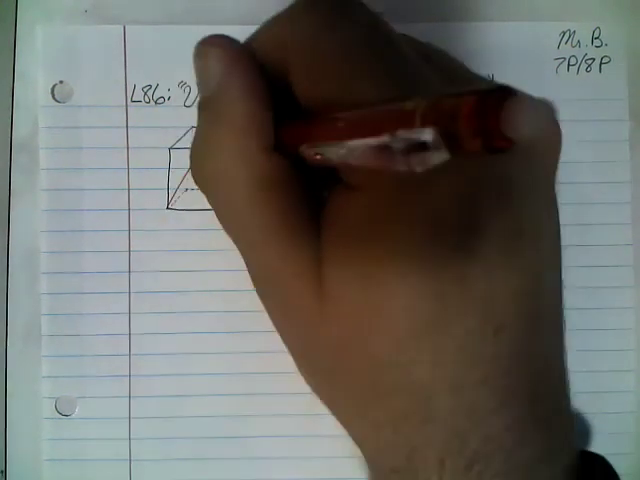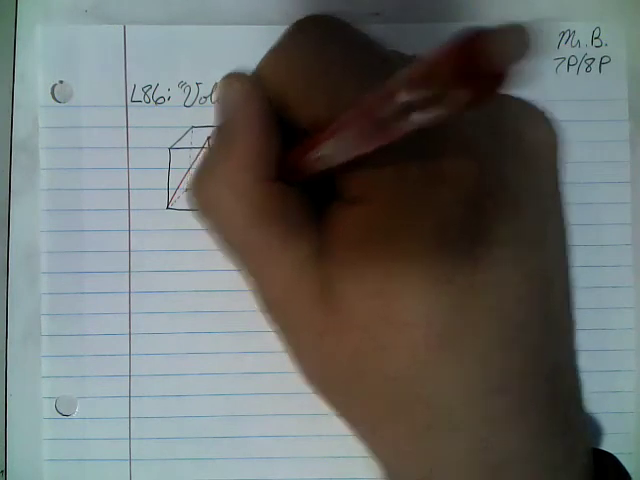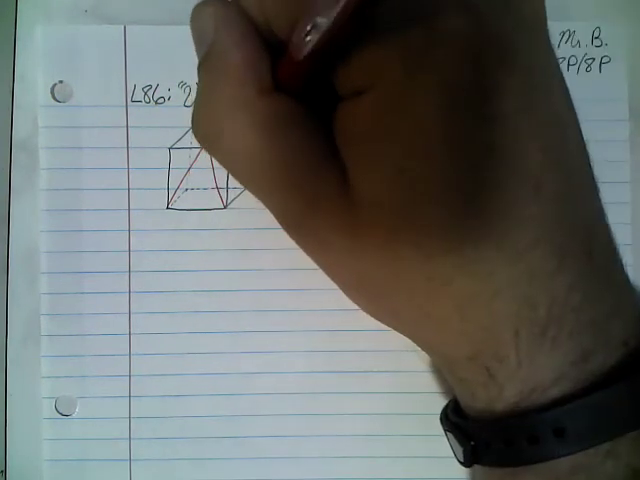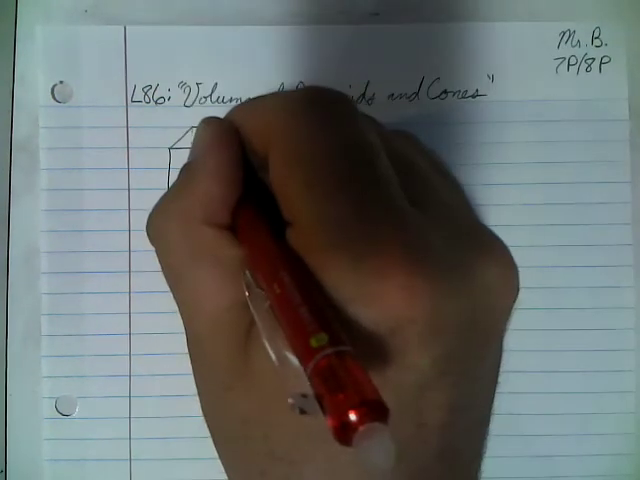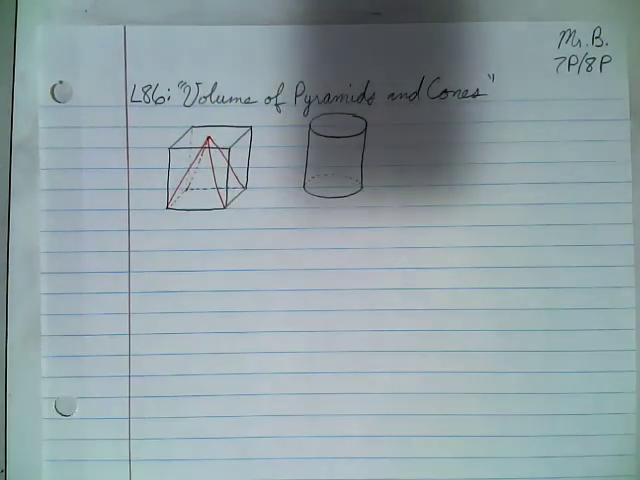pyramid out of this. Then you would see the pyramid lines come down here and here and here, and then we'd have a hidden line back there. And so in some ways you can almost imagine that inside of every prism is a pyramid of the same base.